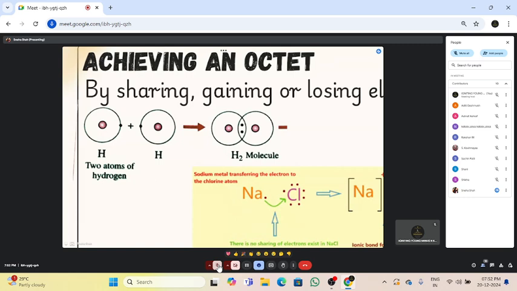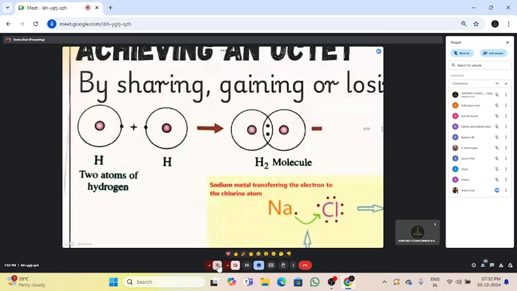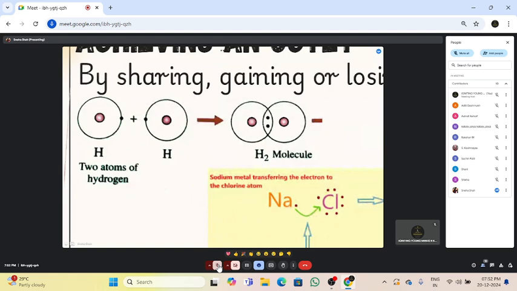So what it does is it comes in contact with another hydrogen atom, and they share their electrons together. What is sharing? This electron is also mine, this electron is also yours. Each hydrogen atom has one electron, and they come together and share their orbits. As they are sharing their orbits, the molecule is H2. It exists in diatomic form.